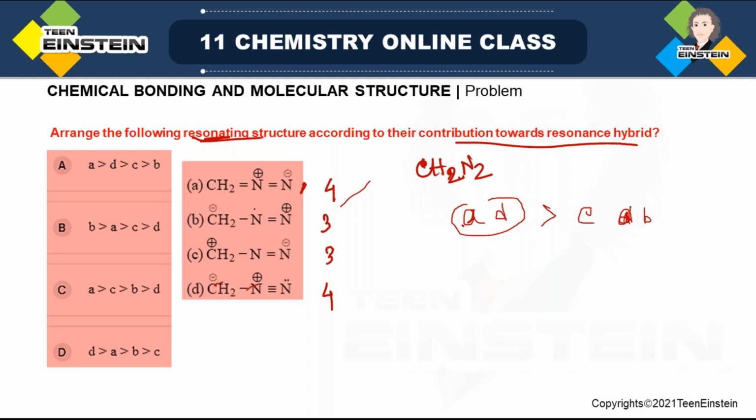Now come to the next point, why A is more stable. In A, we have negative charge over nitrogen, but in D we have negative charge over carbon, and the middle nitrogen is always positive, in both A and D. So obviously we have to give priority to A.